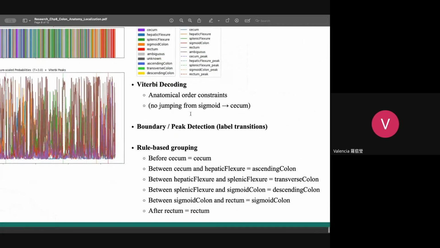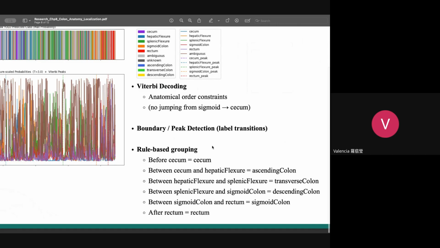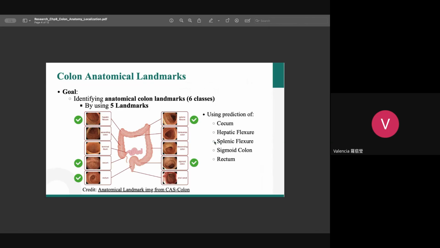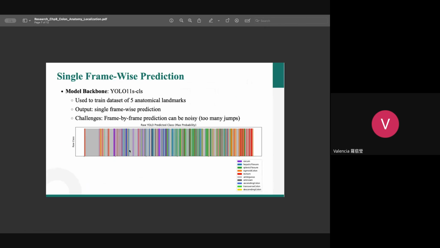Then we can do the rule-based grouping. For example, before the cecum, it will be segmented as cecum, and between the cecum and the hepatic flexure, it will be ascending colon. Between the hepatic flexure and splenic, it will be transverse colon. Between the splenic and sigmoid is descending. Between sigmoid colon and rectum is sigmoid colon. And after rectum is rectum. So this rule-based grouping respects the order. As you can see, between cecum and hepatic is ascending, and between the hepatic and the splenic is the transverse colon. So this is the rule-based system.